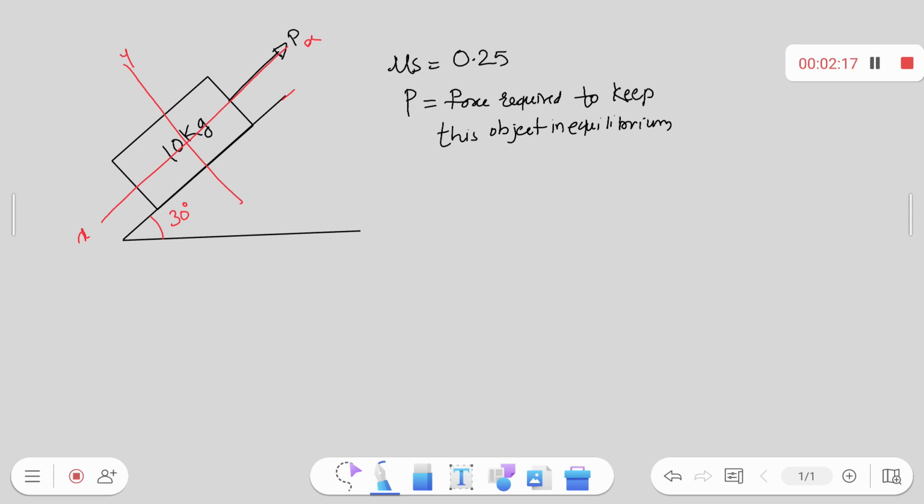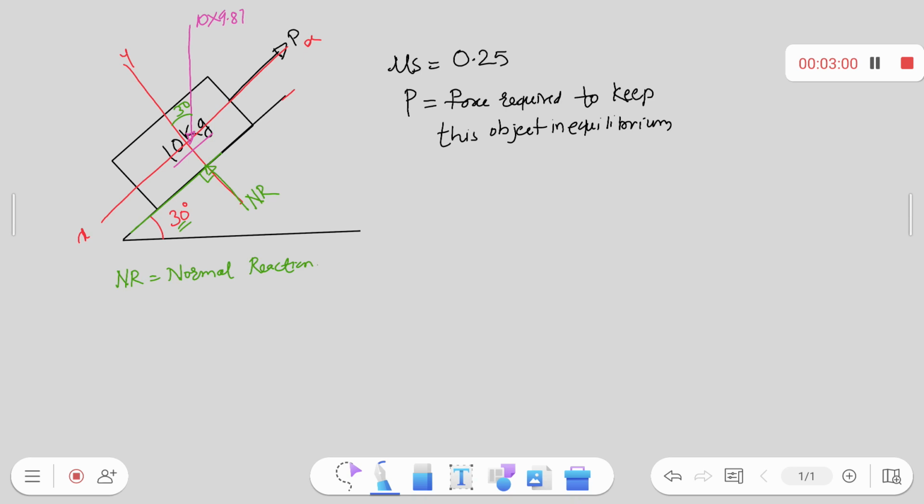Now, normal reaction is always perpendicular to the surface. The surface is slanting, so the normal reaction is perpendicular to it, denoted by NR. NR stands for normal reaction. Now this is the angle of repose. Weight always acts downward. The mass is 10 kg, and I am going to convert it into weight: 10 into 9.81. This angle is nothing but the 30 degree angle of repose.